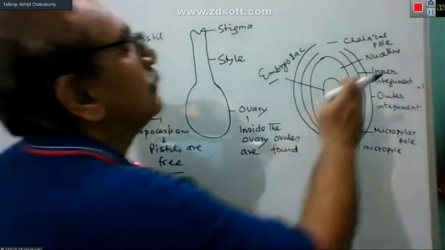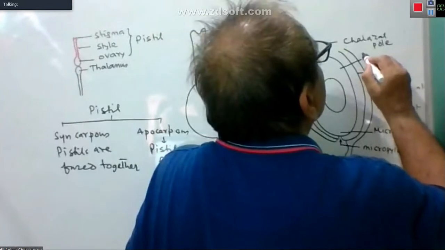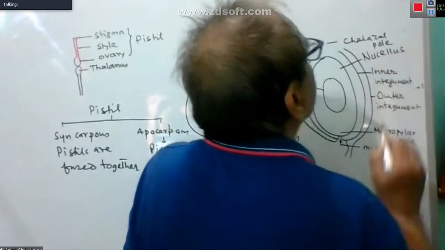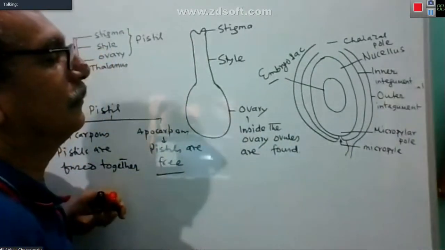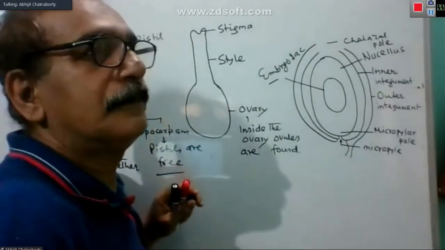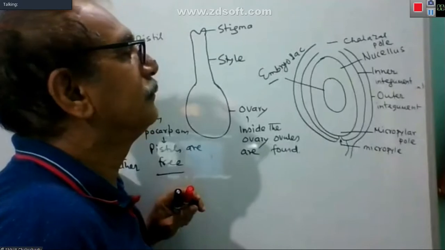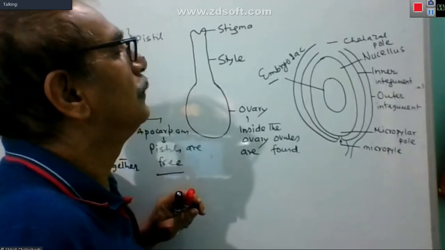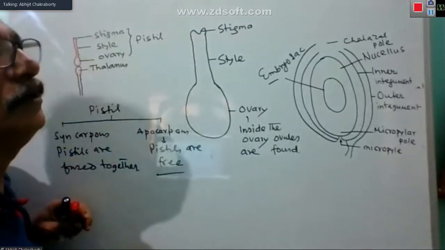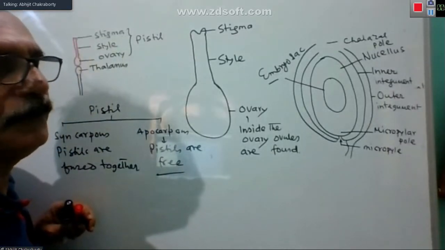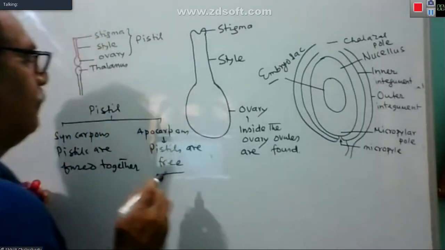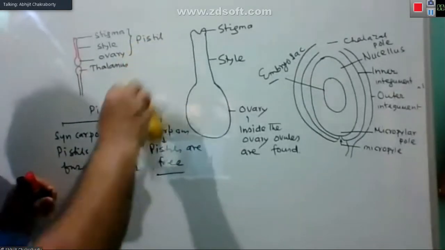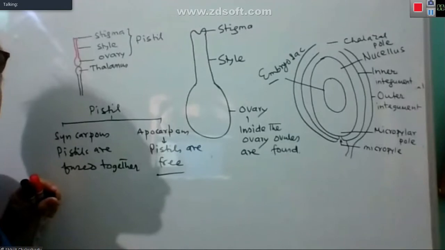Or nucellus. Nucellus. Clear? Now I want to show you how is embryo sac formed. So can I rub this part? Can I rub this area? Okay, sir.